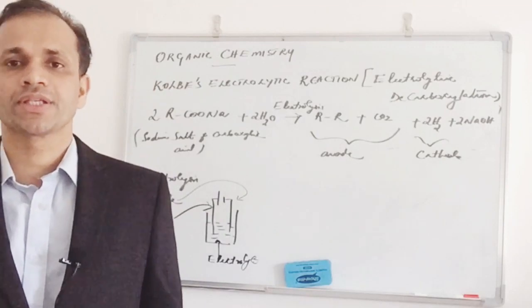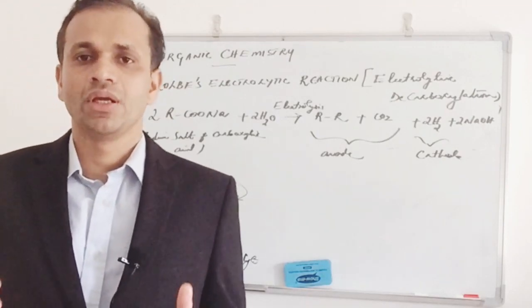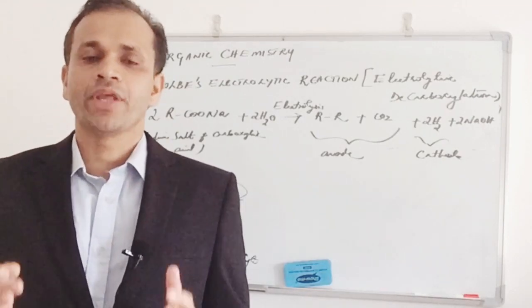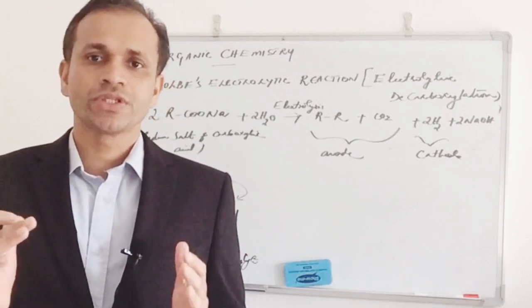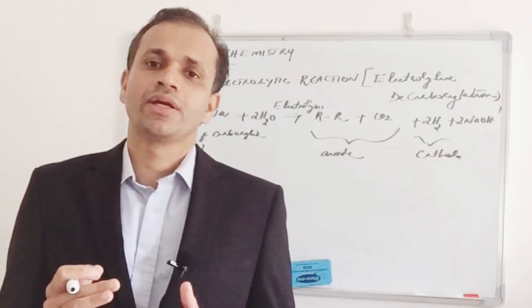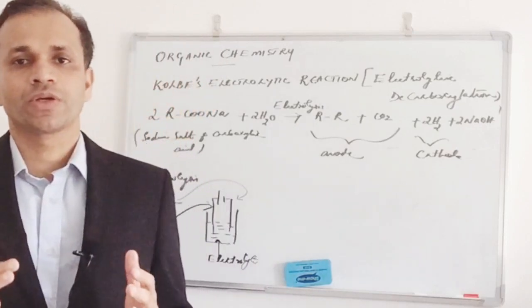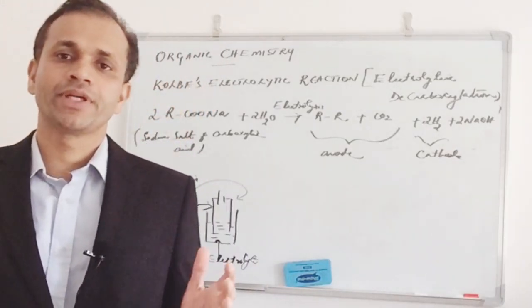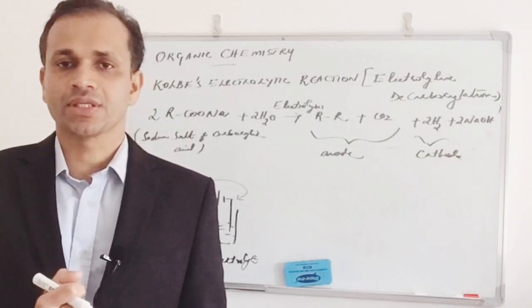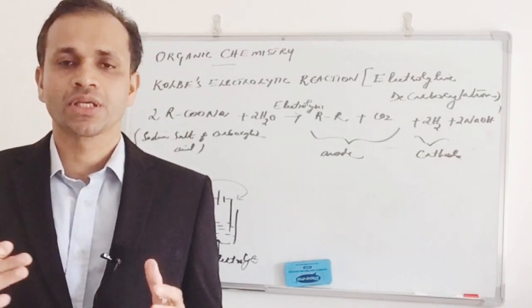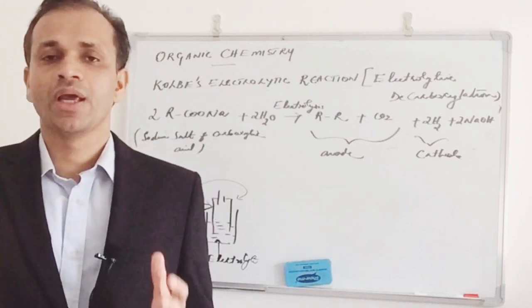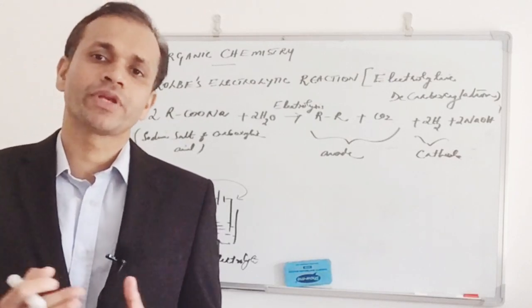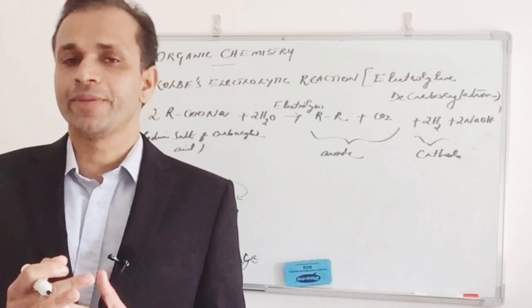Today we are going to discuss the Kolbe reaction. The Kolbe reaction is an important organic name reaction used to prepare alkanes from the sodium salt of a carboxylic acid by the process of electrolysis. During this process, decarboxylation takes place at the anode, resulting in the formation of an alkane at the anode.